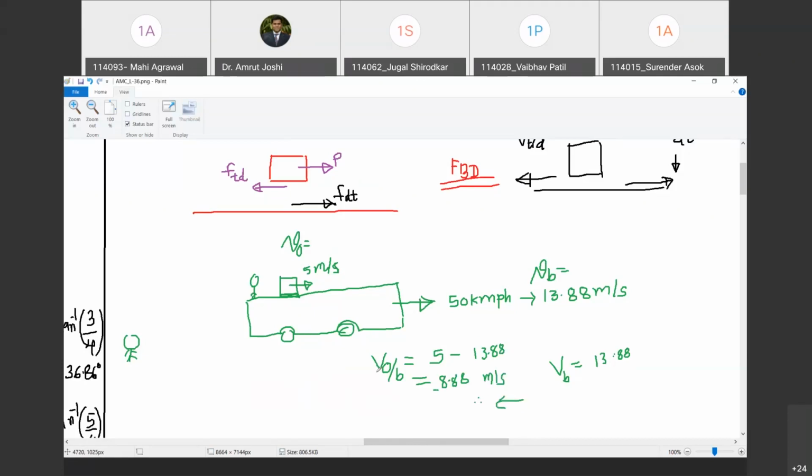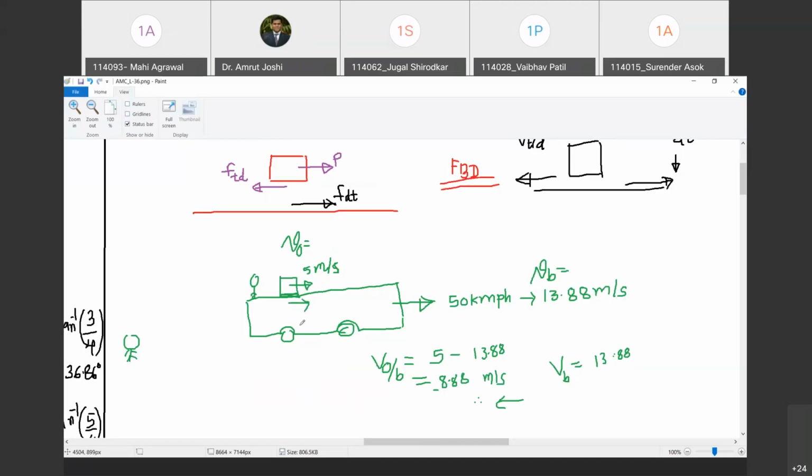So with reference to the bus, where is the object moving? Towards left. So what is the direction of the frictional force applied by the bus on the object? Right. Yes. Are you with me?